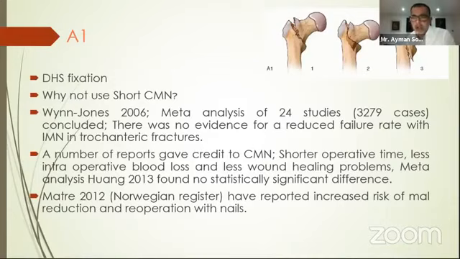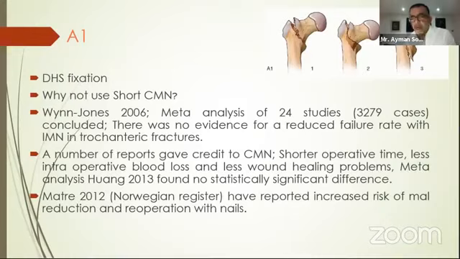But the counter argument is, why not use a short medullary nail? There are several countries in Southeast Asia where the short medullary nail is the standard. You will not see a DHS at all. So the argument is, like a meta-analysis by Wynne-Jones in 2006, there was no evidence for reduced failure with a short intramedullary nail in trochanteric fractures.